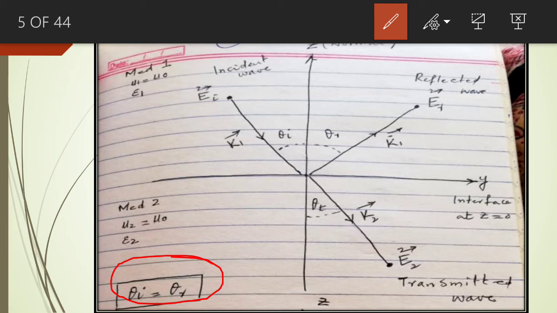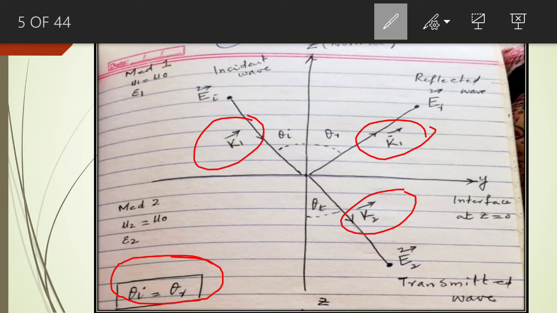Now what we do, we resolve K1 into two components, we resolve K1 prime into two components, and we resolve K2 into two components. K1 is a two-dimensional vector, so we are going to resolve K1 into two components. Similarly, K1 prime is a two-dimensional vector. K2 is a two-dimensional vector as well. We are going to resolve all these three vectors into two components.